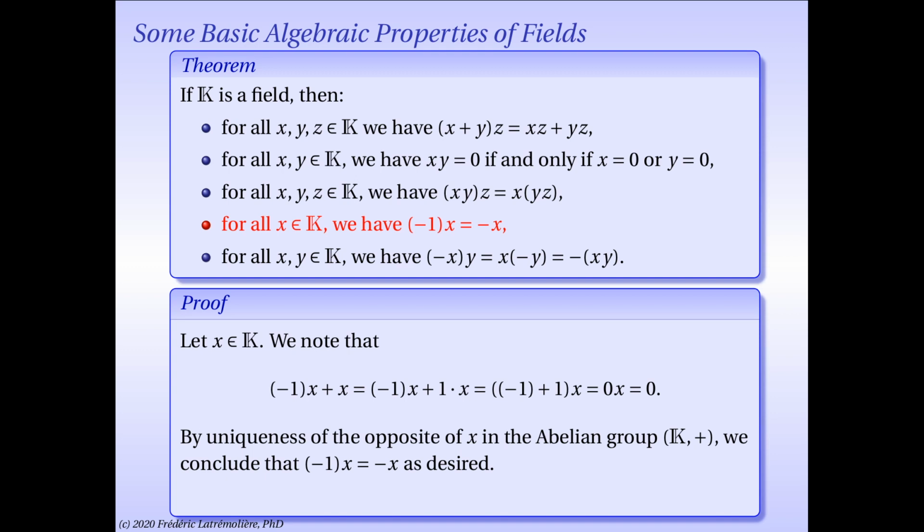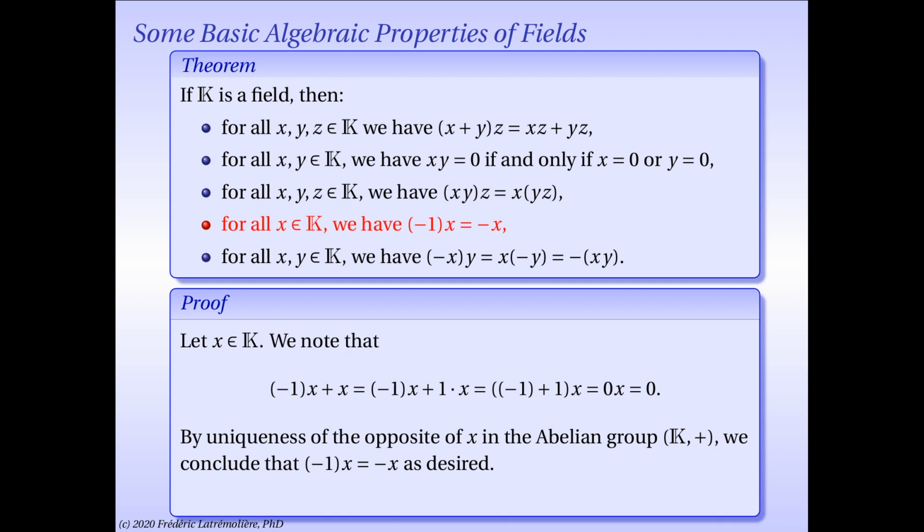Let's check the proof. Let's take an arbitrary element x in our field K. So we know that minus 1 times x plus x, we can calculate that because this is minus 1 times x plus 1 times x. That's a point of 1. 1 is a unit, that is a neutral element for the multiplication. So x equals 1 times x.